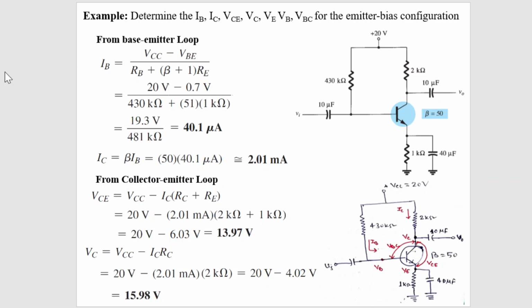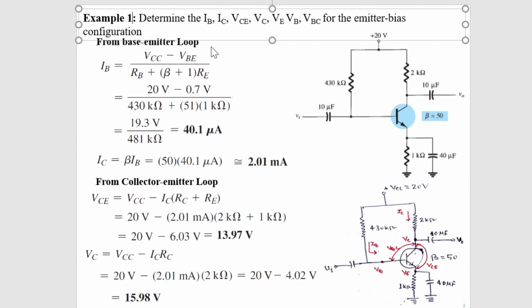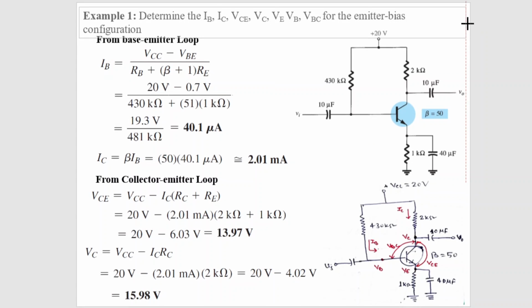So example 1: determine IB, IC, VCE, VC, VE, VB, VBC for the emitter bias configuration. Okay, here all quantities are written in capital letters, capital I, capital B, capital I, capital C. That means we have to determine the DC signal.